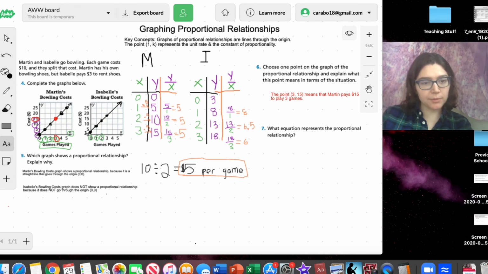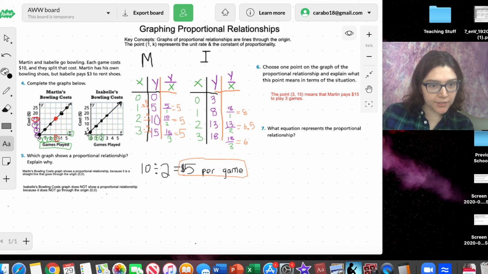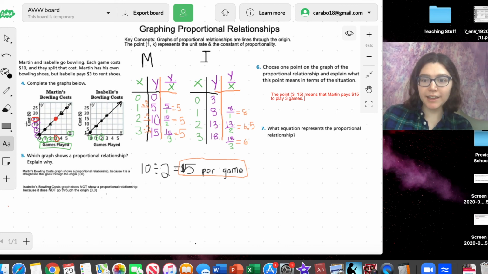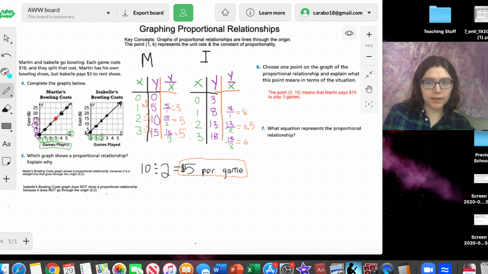Okay, where did I get that from? Well, I look at the x value, that 3 represents 3 games played, right? And then I look at my y value of 15, that represents my cost. So Martin's paying $15 to play 3 games. Okay, so now we're going to look at another point. I'm going to choose the point (1, 5) right there. So that point (1, 5) is pretty important.